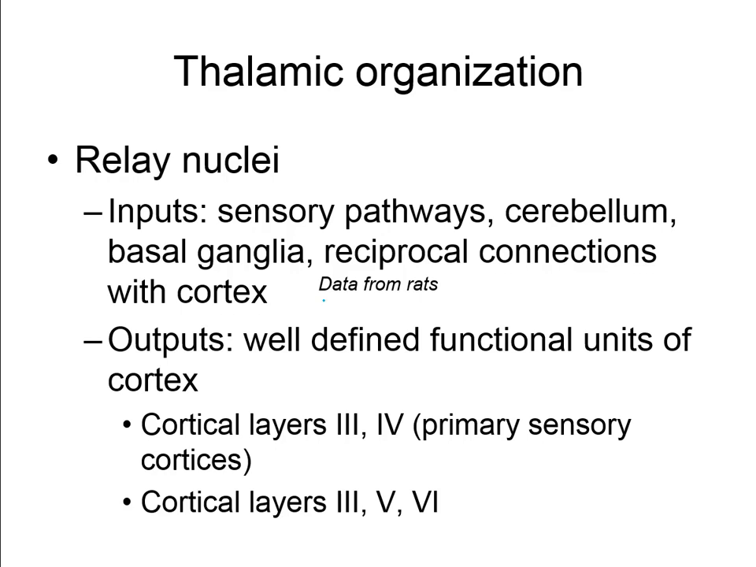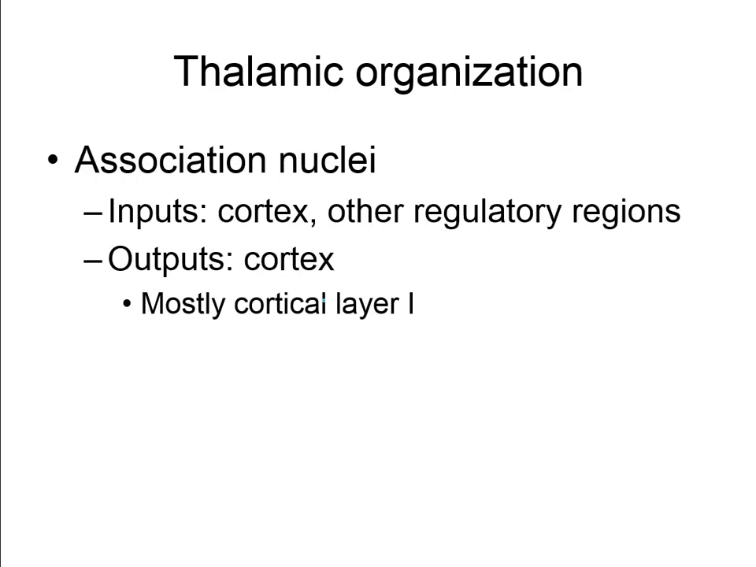Those relay nuclei typically go to layer 4. But sometimes they spread out, and the ones that are not relay nuclei tend to go much more widespread in cortex. Okay? The associational nuclei, they're not getting primary information. Where is their information coming from?